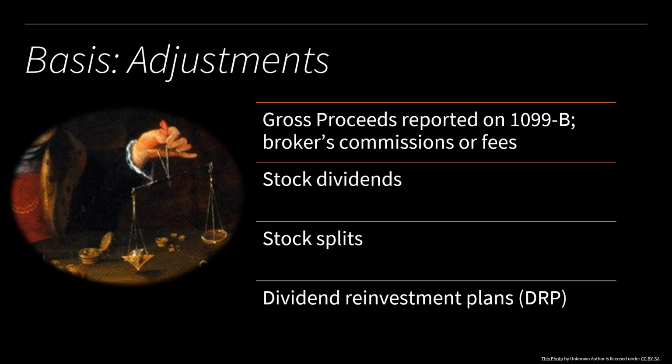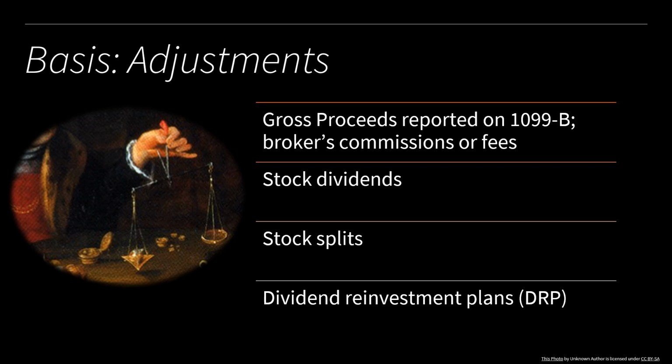As I mentioned before, sometimes there are adjustments to basis. So some things that could cause an adjustment to basis are when gross proceeds are reported on the Form 1099-B as opposed to net proceeds. And those are like the broker's commissions or fees.